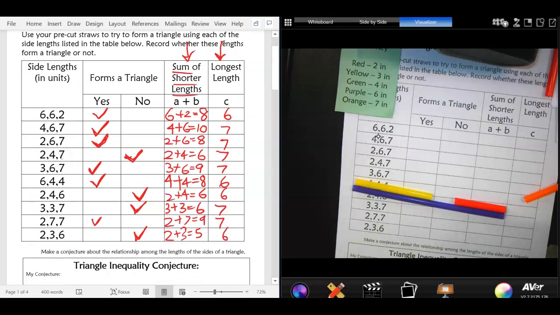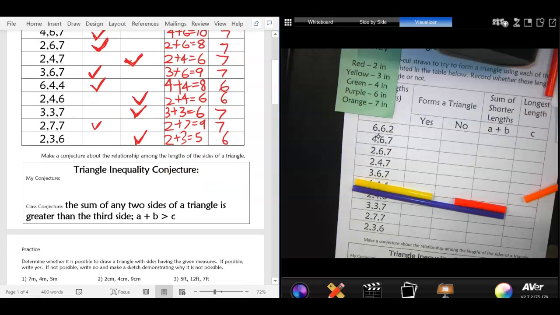How would you put this in your own words? A plus B and C, or maybe you could say the smaller two add up to what compared to the long one? We said this one has to be what? Greater or less? Greater. Not equal, not less. Greater. Okay? So you can say that the shorter sum has to be greater than the longer side. You can put it that way. However you want to write it, but write it in your own words.